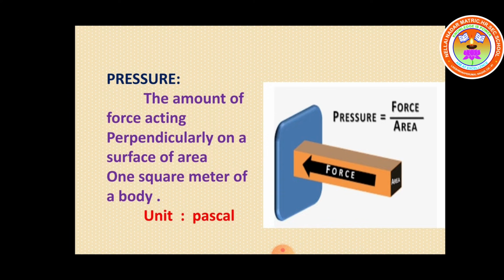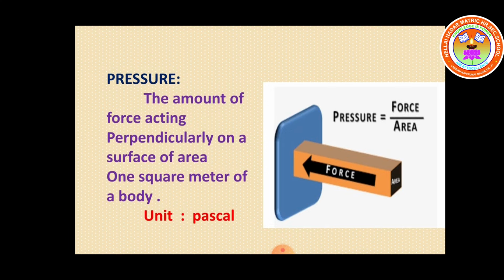The effect of force can be measured using a physical quantity called pressure. Everybody knows the word pressure. Pressure is nothing but the effect of force. The effect of force can be measured with the help of this physical quantity, which is called pressure. So pressure is the amount of force acting perpendicularly on a surface of area 1 square meter of your body. This is called what?